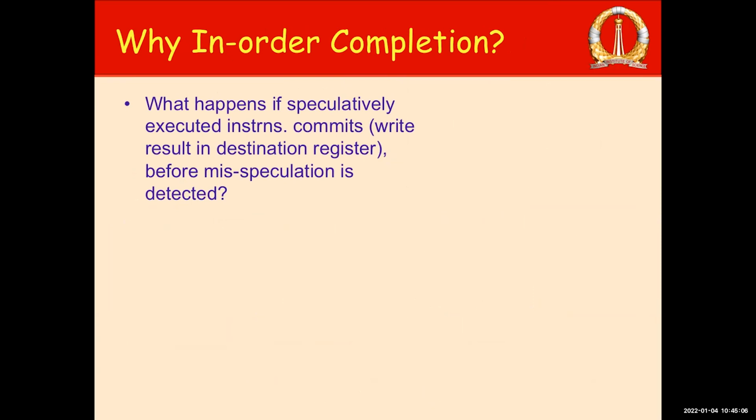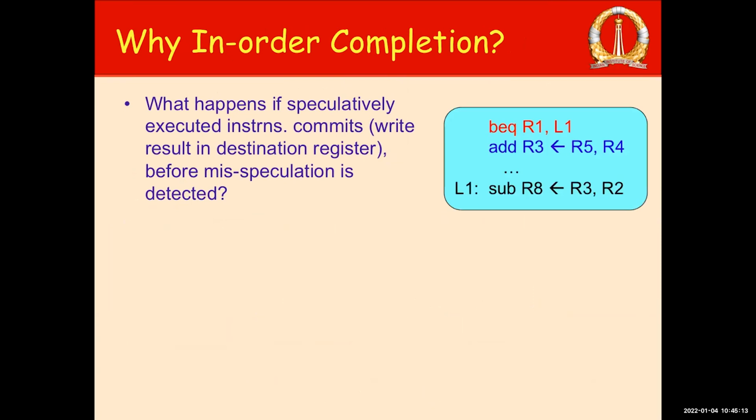This is because instruction execution could happen in a speculative manner. For example, consider the following sequence of instructions. There is a branch instruction, and let's say there is an add instruction, and then subsequently there is a subtract instruction. If the branch is predicted as not taken, and the add instruction was executed, and the branch instruction has not yet resolved, do you allow the add instruction to go ahead and write the value in the R3 register?